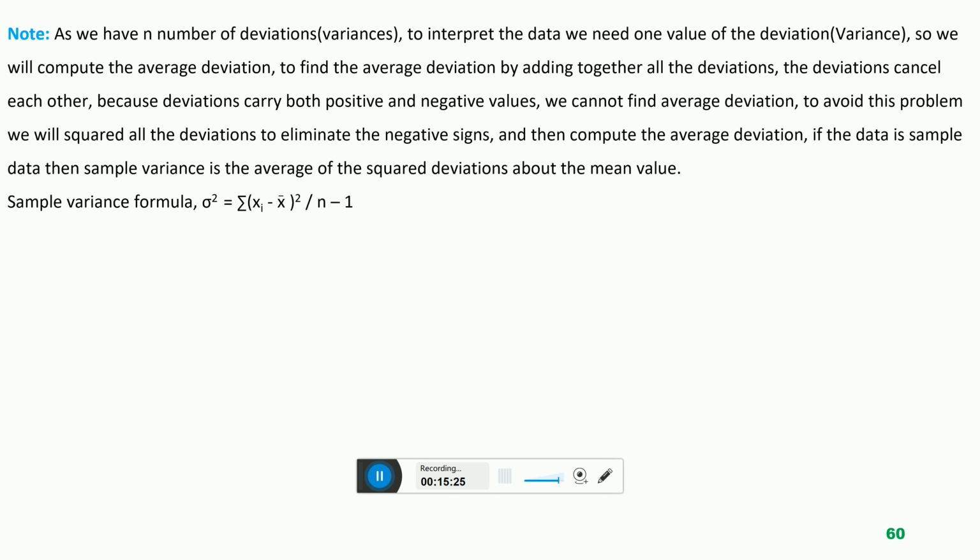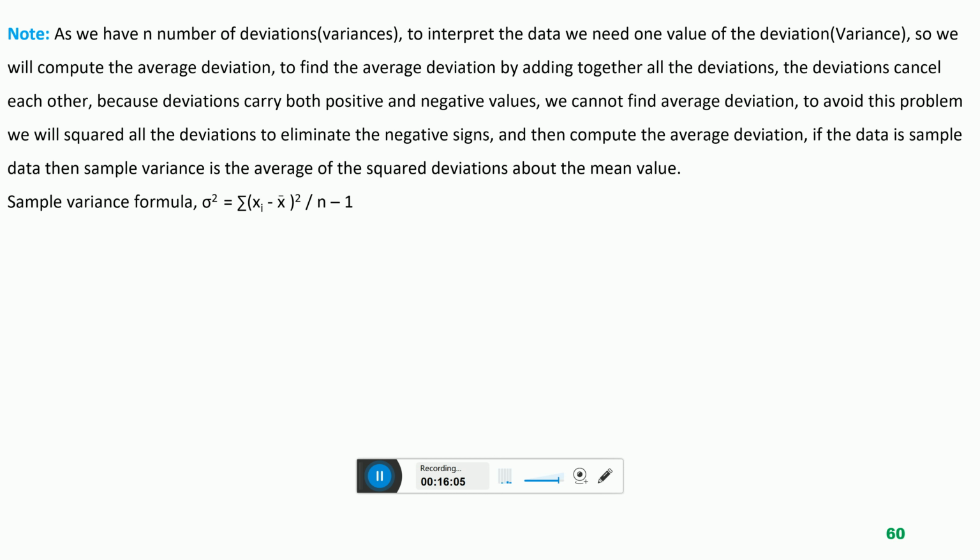interpret the data. But when I am finding the average value of the deviation, I am going to add together all the variances. But when I am adding them, they cancel each other, because in variances some values are positive and some values are negative. Both positive and negative values cancel each other, so I cannot compute the average deviation. I cannot compute one average value of the deviations.